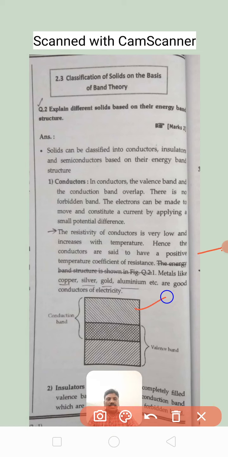And this is the conduction band, and this is the valency band, and there is a gap now. And this gap is what? Forbidden gap, or we can say Fermi energy, that can be measured in energy.